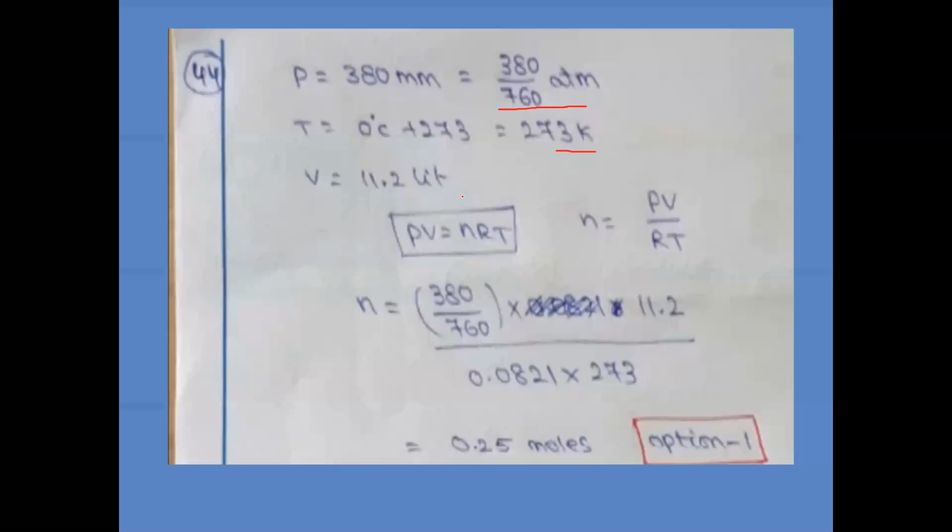And volume is given in liters. Volume is given what? In liters. 11 liters given here. So when you are given all these things, what we have to understand now is the formula of the ideal gas equation. Ideal gas: PV is equal to nRT, right? PV is equal to nRT. So from this, n is equal to what? PV by RT. n is equal to PV by RT, right?